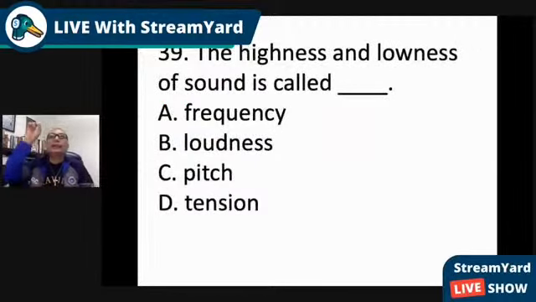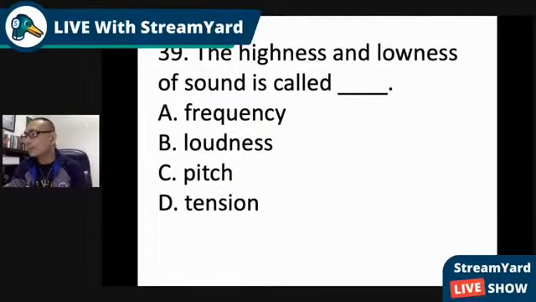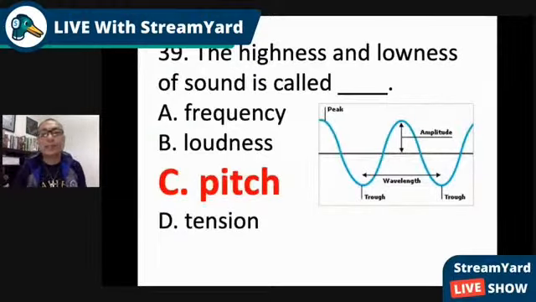39. The highness and lowness of sound. We're now talking about the physics of sound. The highness and lowness of sound is called what? Okay. So 39, the highness and lowness of sound. You still have 31 items, no? Okay. The highness and lowness of sound is pitch.